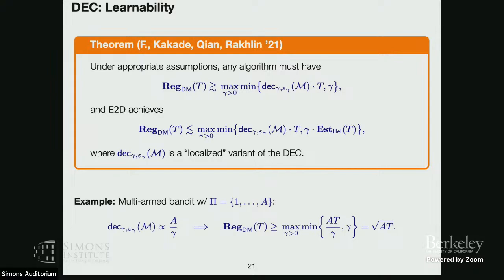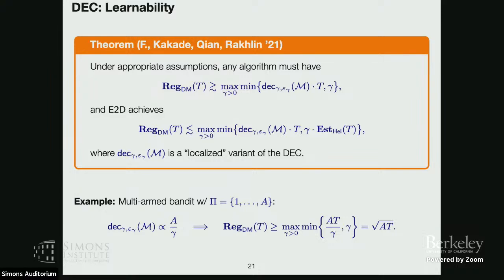Okay, and let me finally give an example to get a sense for the scaling here. We're going to go through many more of these in a minute. If we look at something like the multi-armed bandit with A actions, we'll be able to show that the DEC at scale gamma is A over gamma. You plug this into the lower bound and you get the min of AT over gamma, and gamma. The right choice of gamma is going to balance these quantities, and this gives you root AT as the lower bound, which is the usual minimax rate for this problem. And like I said, we'll see more examples, but this sort of scaling where you have some notion of complexity over gamma is very common.